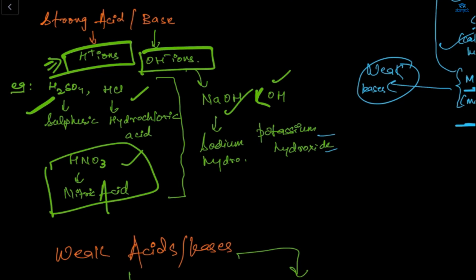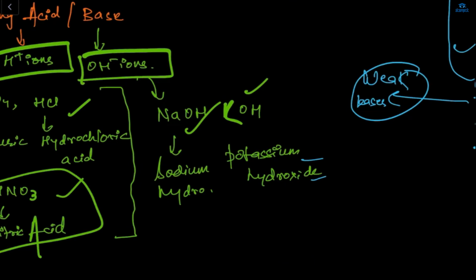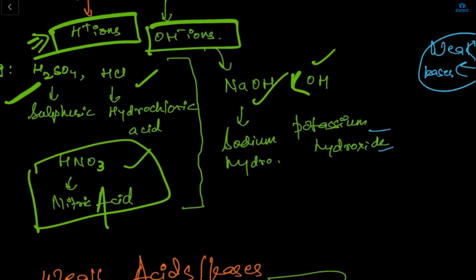And the strong bases are NaOH and KOH, sodium hydroxide and potassium hydroxide. What is the formula for nitric acid? HNO3. And for sulfuric acid, H2SO4.